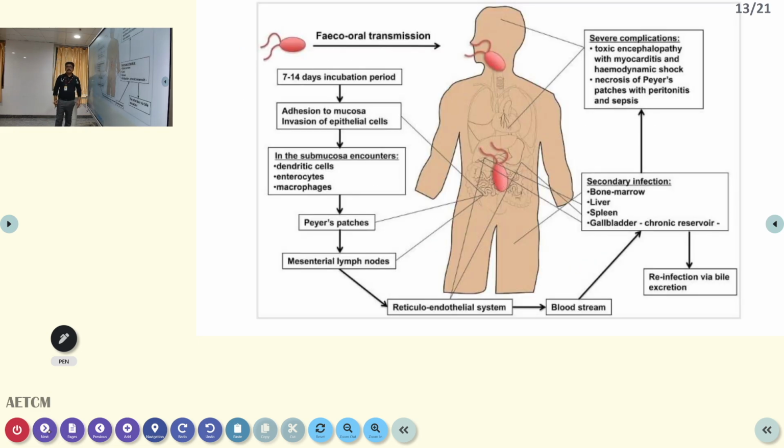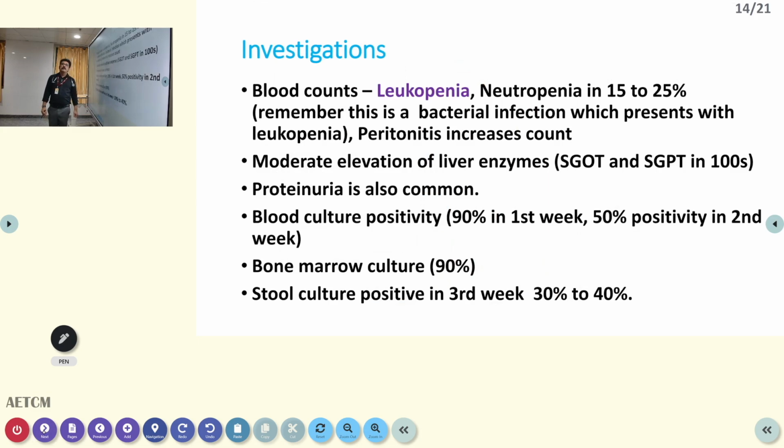Now this picture tells you how typhoid spreads. It's a fecal-oral contamination. Then it grows in the Peyer's patch, then enters the bloodstream. From there it produces all complications in our body. In the Peyer's patch, when it grows, it can even produce ulcers, bleeding, rupture, perforation, all these things. Peritonitis is also common.